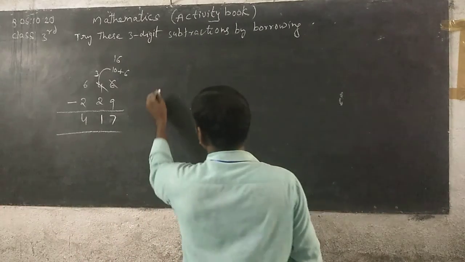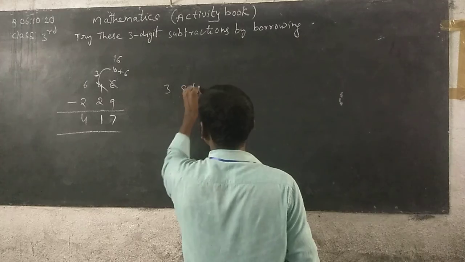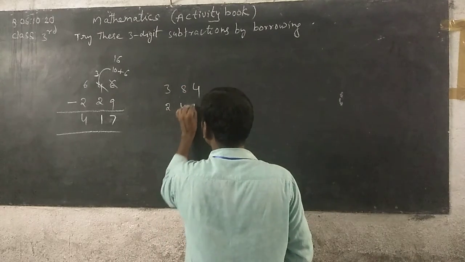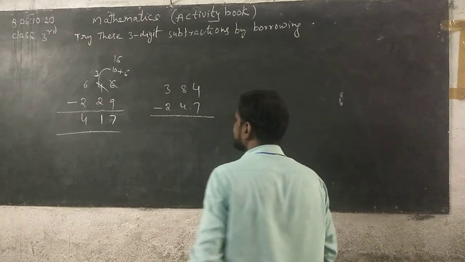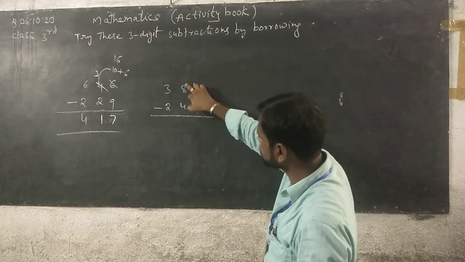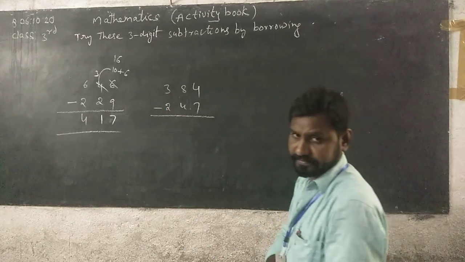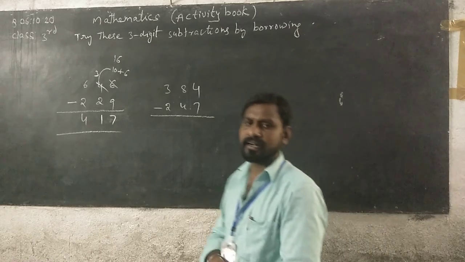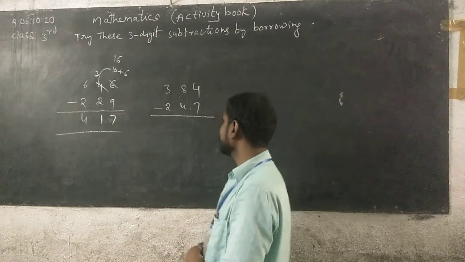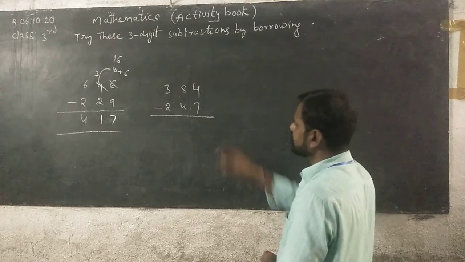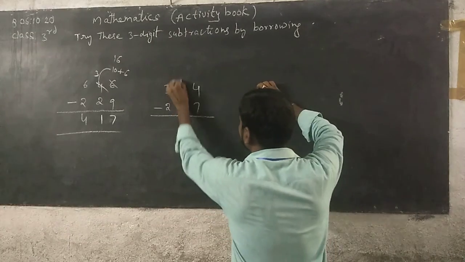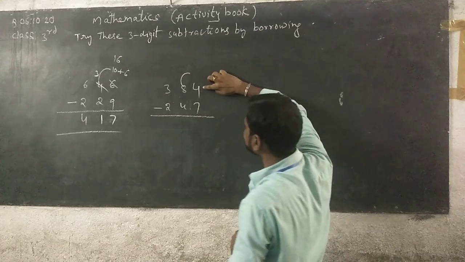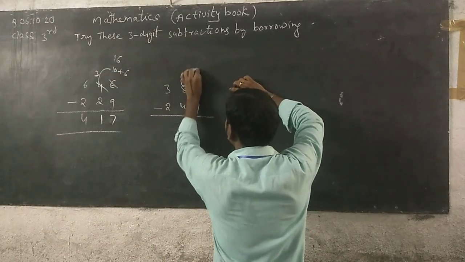Next, 384 minus 247. See, this is ones, this is tens, this is hundreds. So you can write the given numbers according to their places. See here, first subtract the digits in the ones place. 4 minus 7, not possible. Take borrowing. What do we take? 10. 10 is added to 4. What do we get? 10 plus 4, 14.